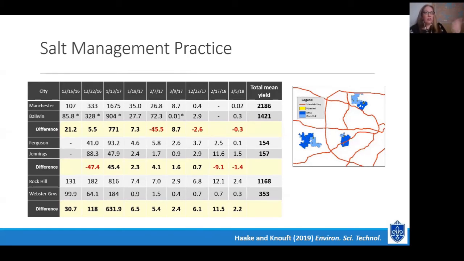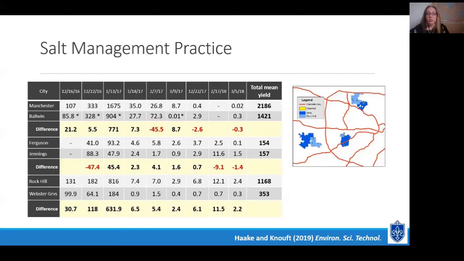All right, so the first thing that I want to point out from this is that our two pairs of more affluent cities, shown at the top and bottom of this table, used more salt than Jennings and Ferguson, which are shown in the middle, and that these two cities used almost the same amount of salt over the course of these 9 storms in 2 years. There are several possible reasons for this.